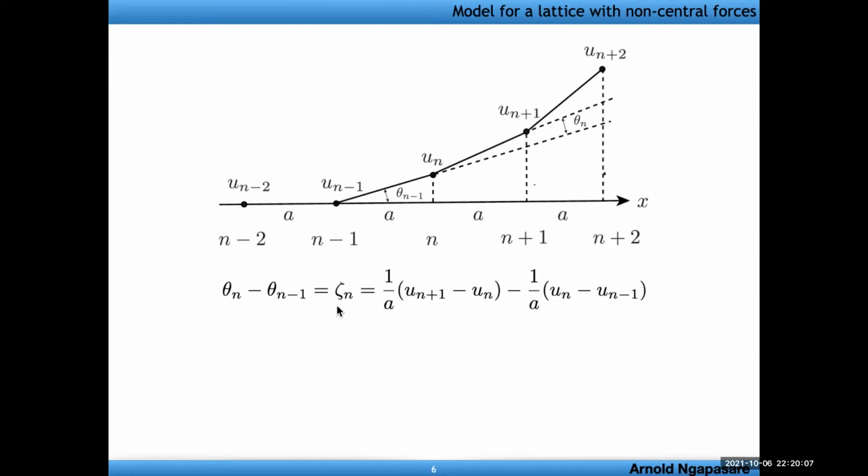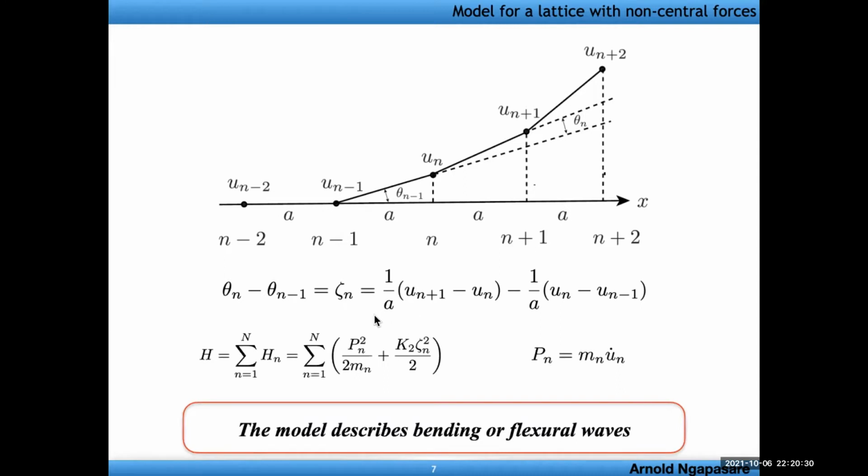And here we have the relative displacement zeta n, which we can write in this manner. Here we assume a small angle, and this is the valid relationship for relatively small angles. Here we can also get the Hamiltonian where we have the kinetic energy part and the potential energy part. I have to mention that this model describes bending of flexural waves, so it is experimentally relevant.